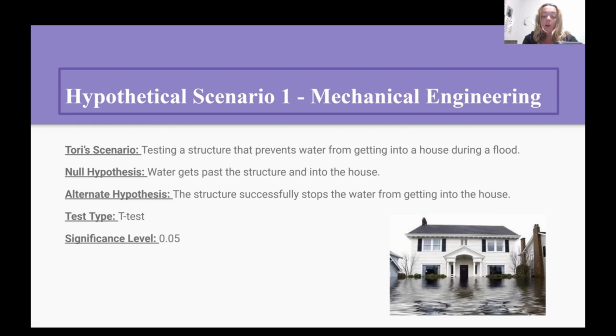If the p-value is smaller than the significance level, the engineer will reject the null hypothesis and conclude that the structure will provide efficient flood preventing technology for homeowners. However, if the p-value is greater than the significance level, the engineer will fail to reject the null hypothesis and begin designing a better structure that will provide more efficient results.